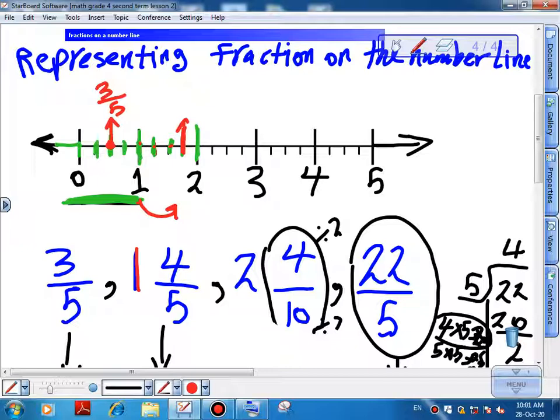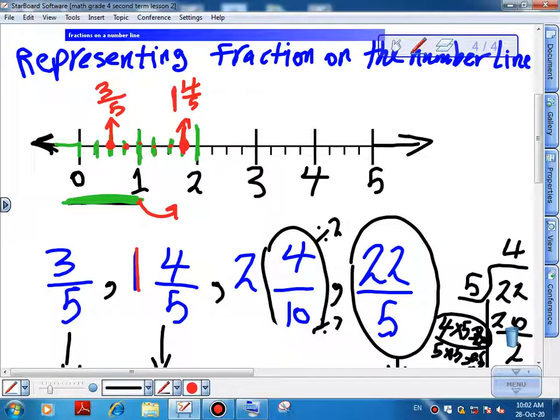No, 1 and 4 over 5. Okay? 1 and 4 over 5 will be at this point. 4 over 5 alone is less than 1 and is a proper fraction, but this is not proper, it is a mixed number.